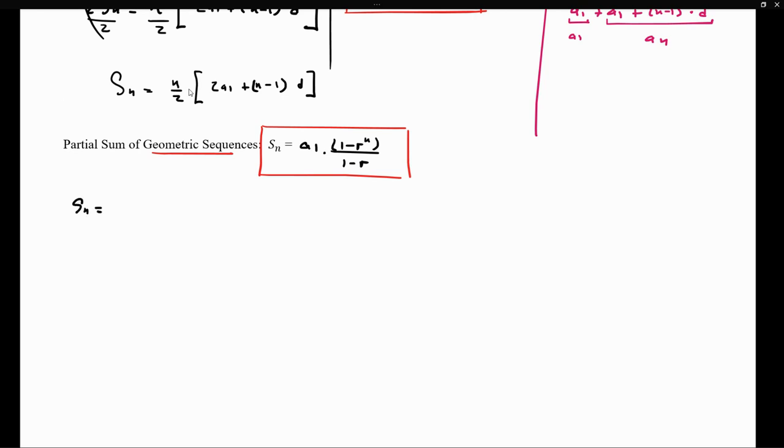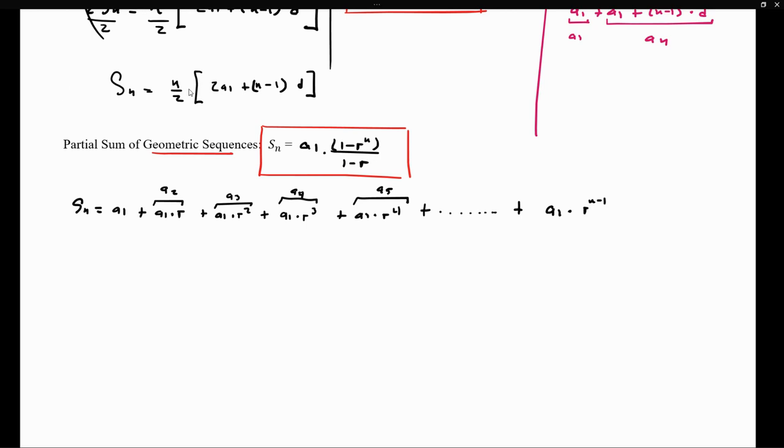Let's write down an expression for the partial sum. So S of n is going to be equivalent to the first term plus the second term, but since this is a geometric sequence, the second term can be written as a1 times r, plus the third term, which is a1 times r to the second, plus the fourth term, which can also be defined as a1 times r to the third, plus the fifth term, which is a1 times r to the fourth. And we can continue doing all this until we reach the nth term. And we have discussed previously that the nth term is equivalent to the explicit equation that we have defined previously.